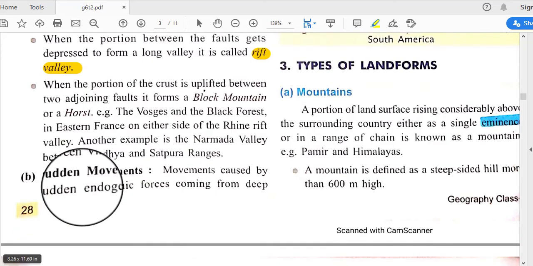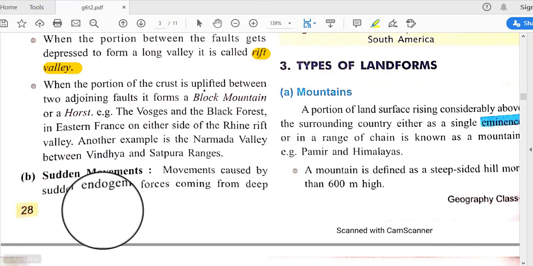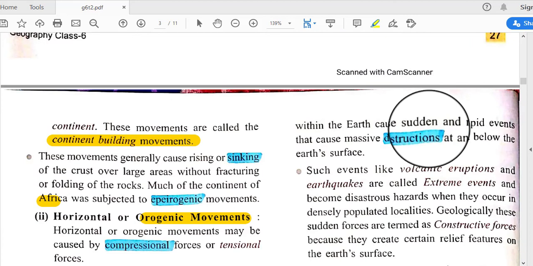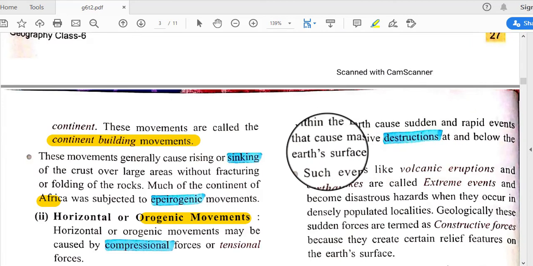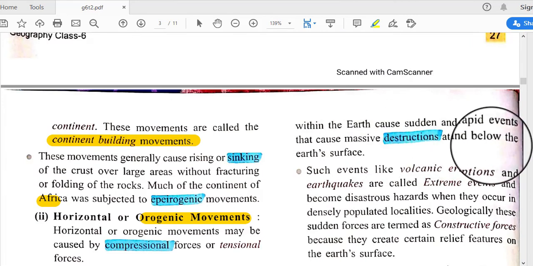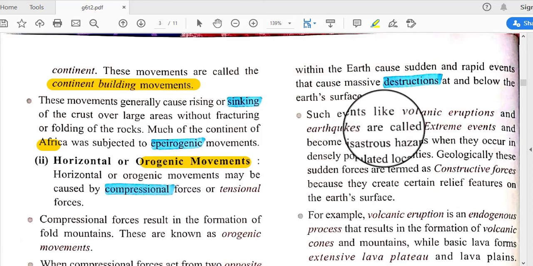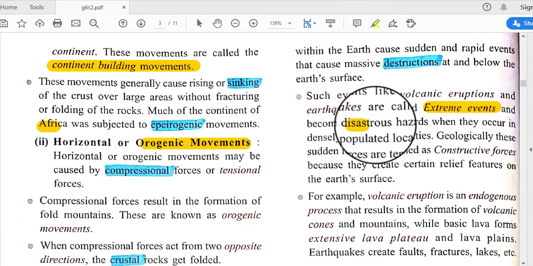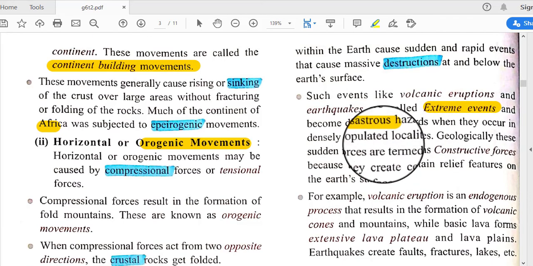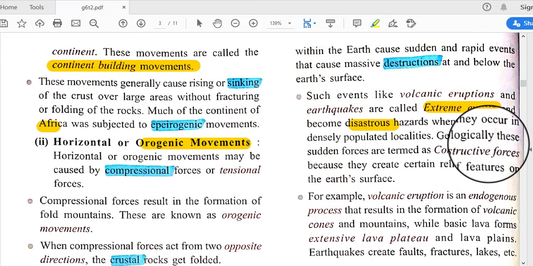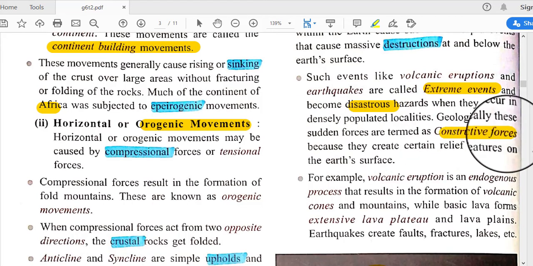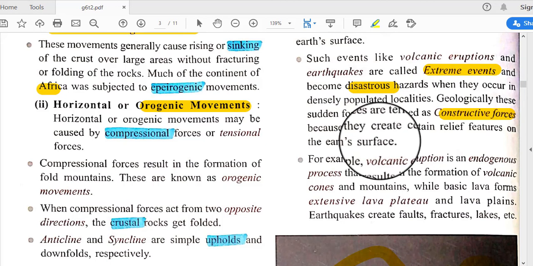Next is sudden movement. Sudden endogenic forces coming from deep within the earth cause sudden and rapid events that cause massive destruction at and below the earth's surface. Such events, like volcanic eruptions and earthquakes, are called extreme events and become disastrous hazards when they occur in densely populated localities. Geologically, these sudden forces are termed constructive forces.